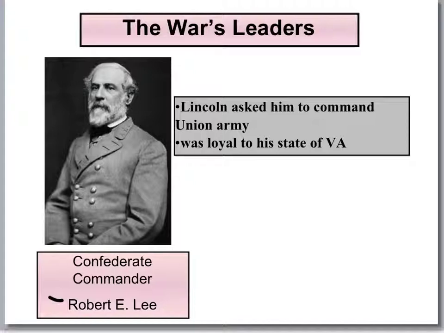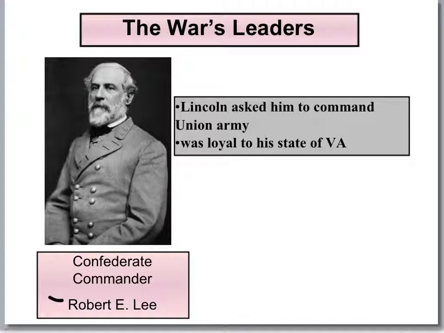Lee says, thank you very much. Let me think about it. He goes home. He goes, I cannot do this. I have to be loyal to my state. Remember, again, he does not see himself as an American. He sees himself as Virginian. And almost everybody back then was loyal to their states, especially in the South. All right? So unfortunately, he turns down Lincoln's offer, and he remains loyal to Virginia, where he's going to go on to be the commander of all the Confederate forces.